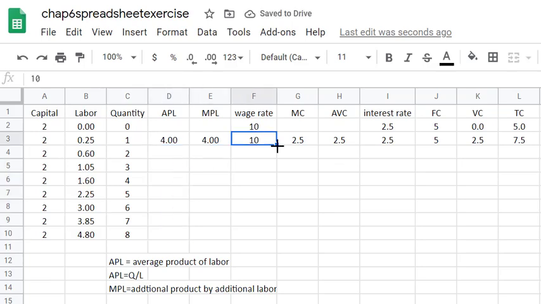A wage rate is determined outside the market where labor is traded. Same thing for the interest rate. The wage rate is the price of labor, the variable factor, right? So let me just delete this. And the interest rate is the price of capital. Again, capital is traded in the capital market, which is outside of this product market. So the price will be fixed at 2.5, right?